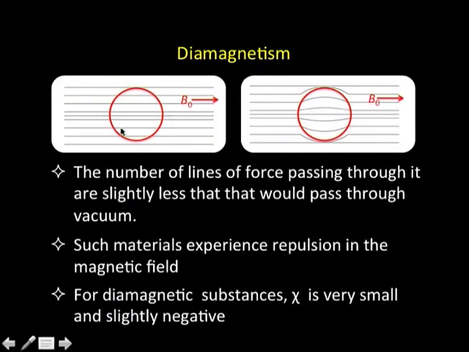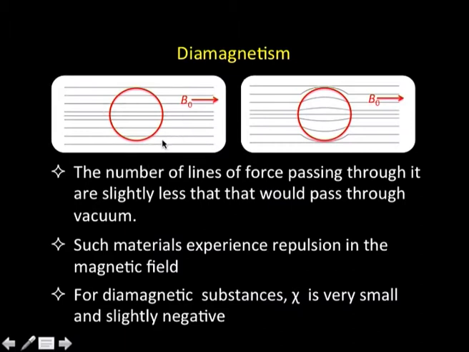Now, this picture on the left shows a circle representing some sample of the material I am dealing with. If B naught is a magnetic field, and I put a sample compartment here which contains nothing, a vacuum, we find that the lines of force of the field pass smoothly through it.